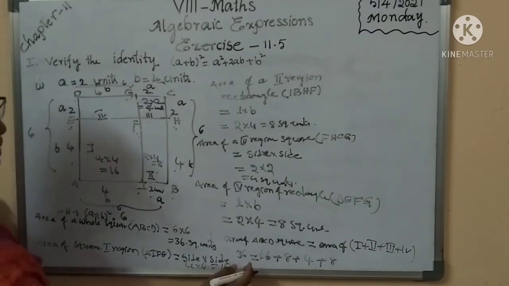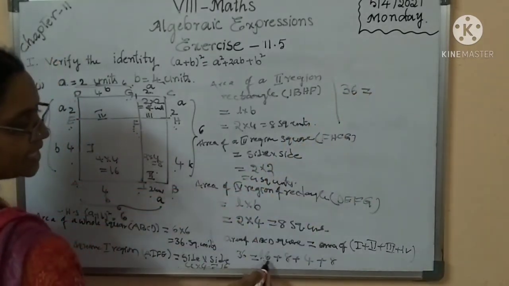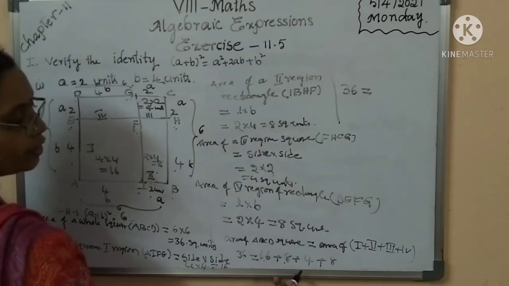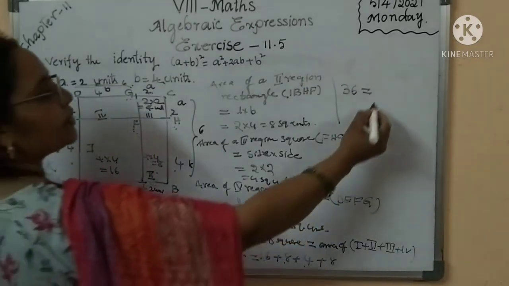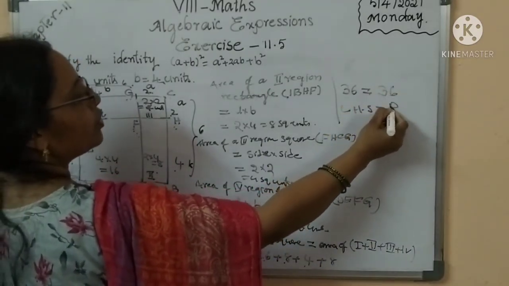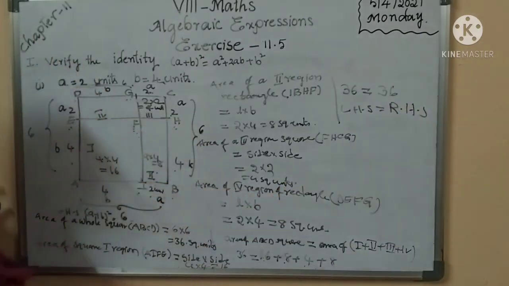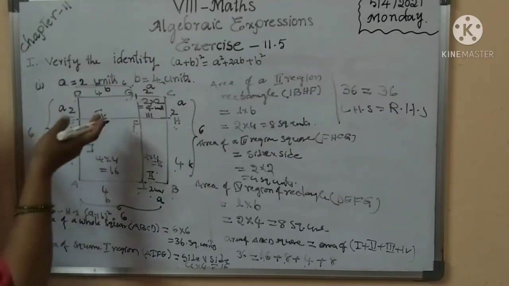Okay. So here observe that finally we write here 36 is equal to 16 plus 8, 24; 24 plus 8, 28; 28 plus 8, 36. So LHS equals RHS by using geometrical verification. Once observe that we can also use the direct method, to check whether it is true or not.